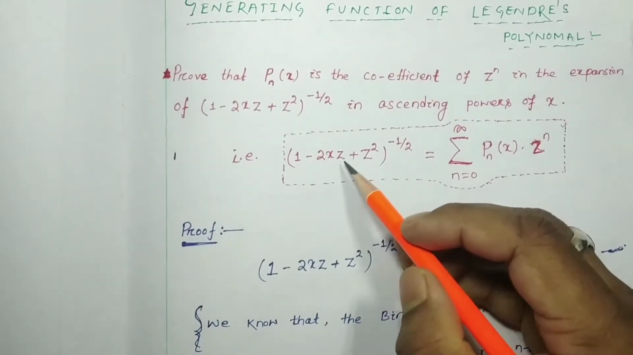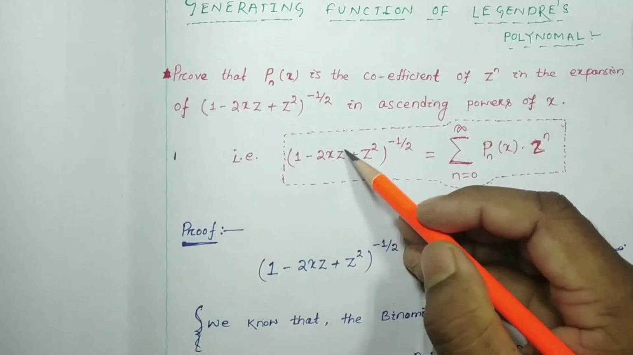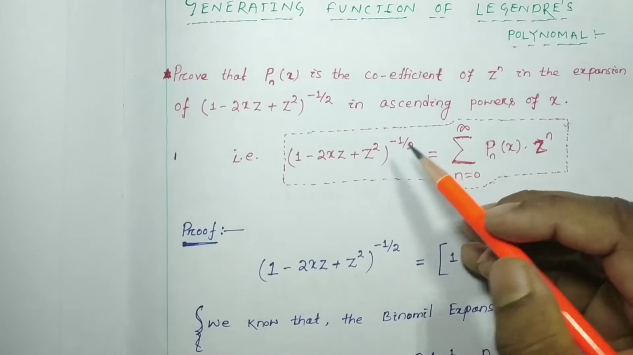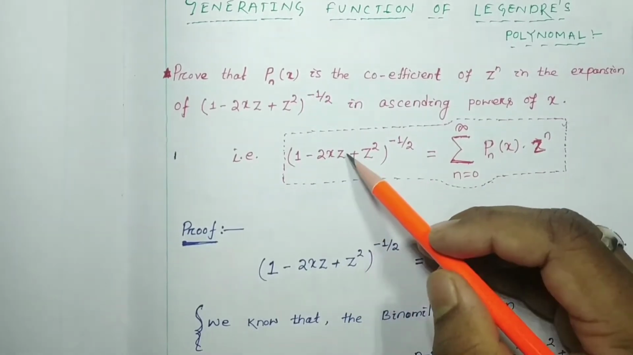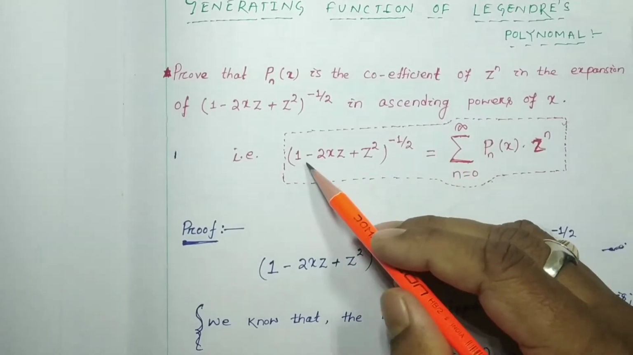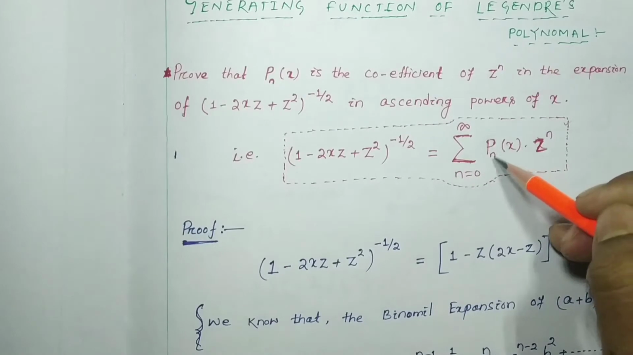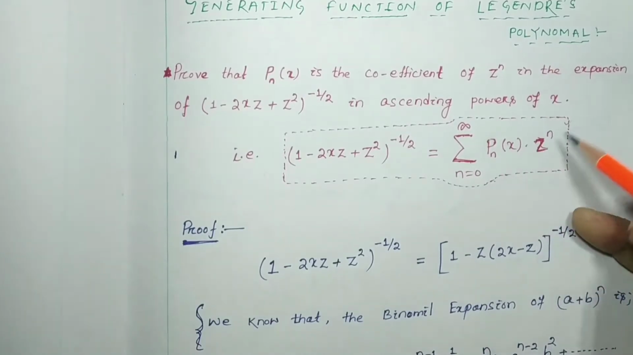In many books, instead of z they write t, and in some other books they write other letters like a or b. So there is no issue; instead of z you can consider t. If we consider (1 minus 2xt plus t square) to the power minus 1 by 2, it will be Pn(x) into t to the power n. Here we consider z.